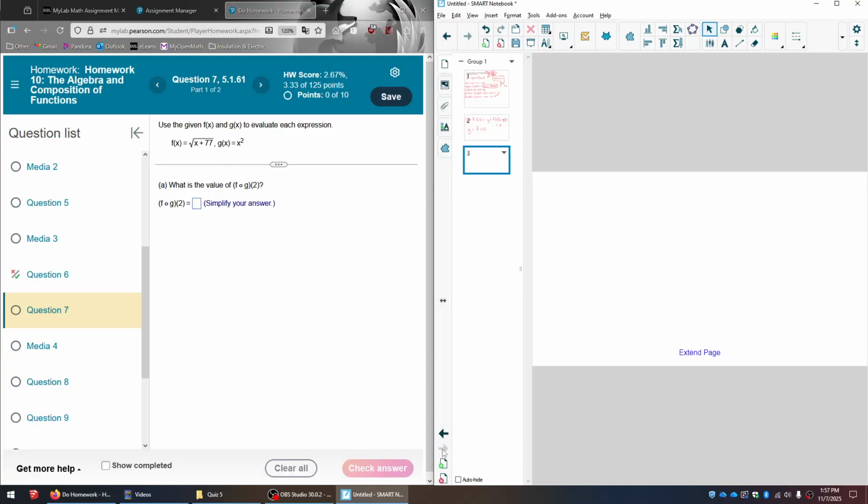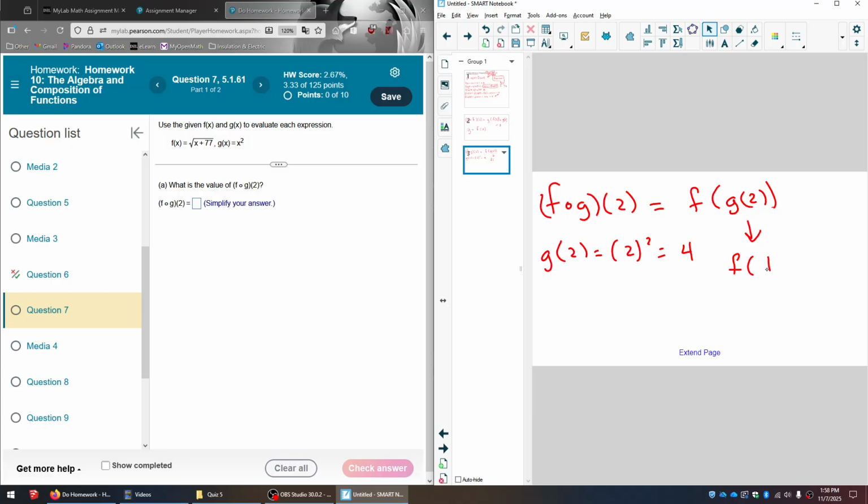So I think I will do this one though, because I do want you guys to understand this really well. So this says f circle g of 2. So this is f of g of 2. Now you might just say, well, what is g of 2? g is just x squared. So that's just going to be 2 squared, so that's 4. So that means that g of 2 is 4, so this becomes equal to f of 4.